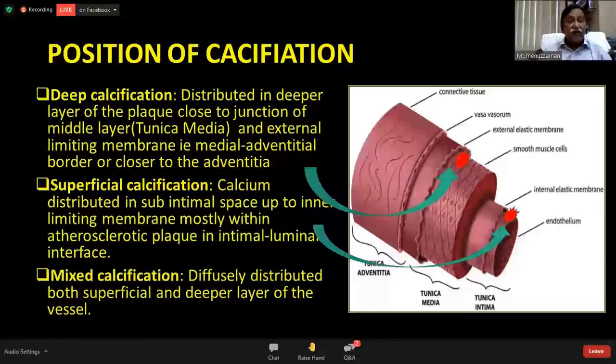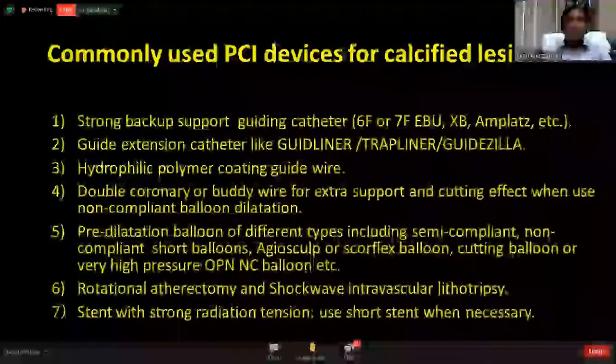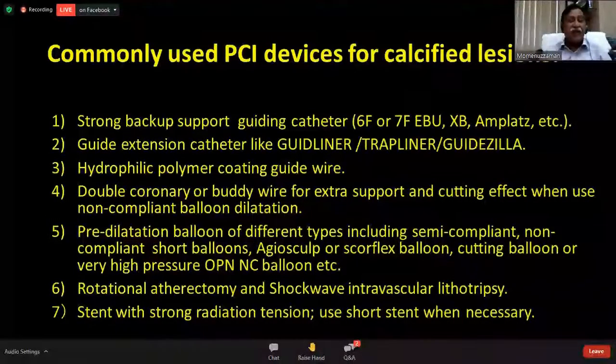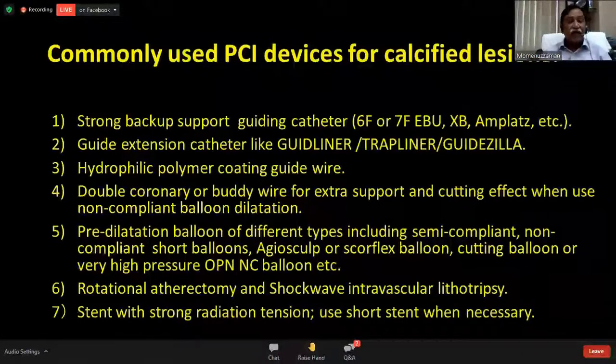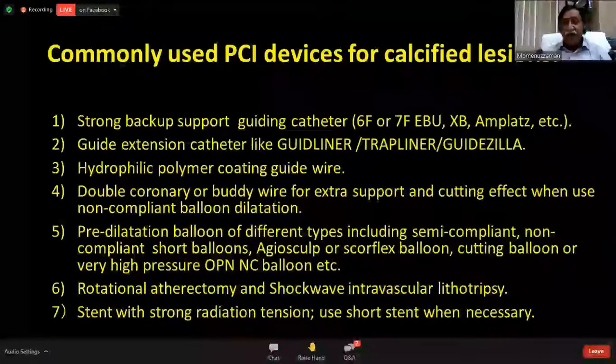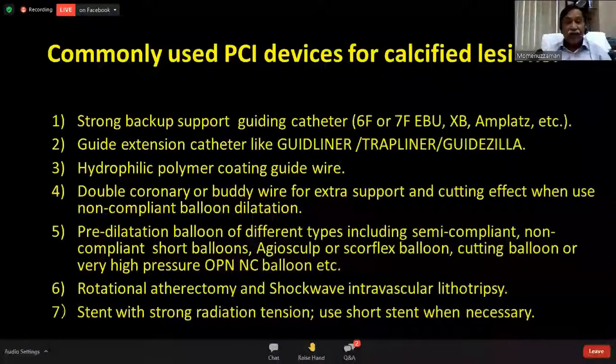While doing intervention in a calcific lesion, you have to have some special devices or armamentarium in your hand to have a successful outcome, like a strong backup support guiding catheter, 6 or 7 French, XP or M+, and a guide extension catheter, sometimes needed, like Godzilla or GuideLiner. A hydrophilic wire can easily cross the lesion, although it doesn't give much support. You can subsequently exchange it with a microcatheter and a stabilizing guide wire.